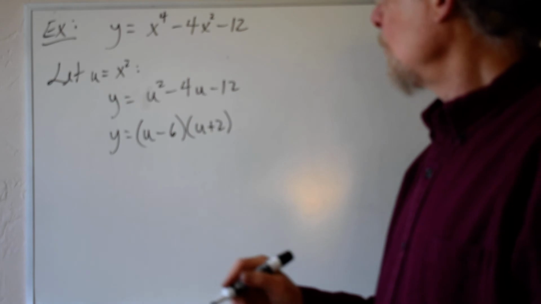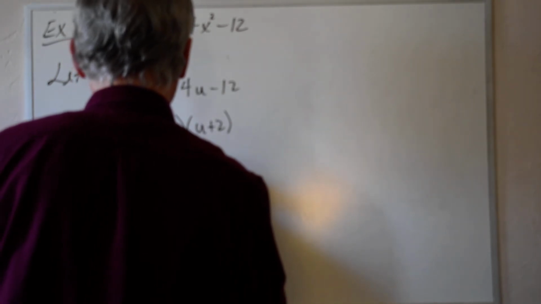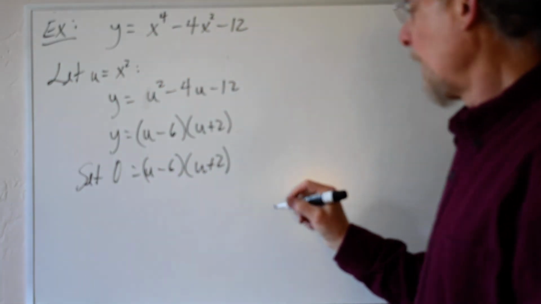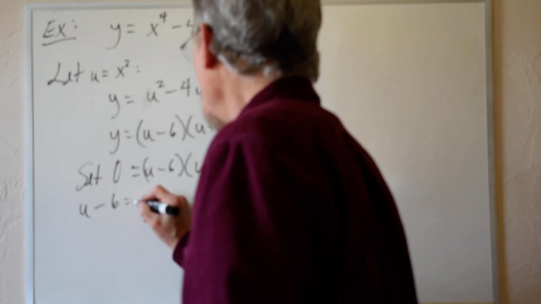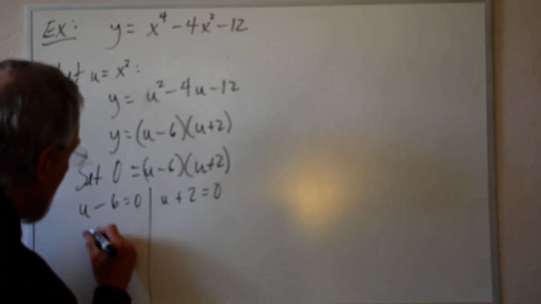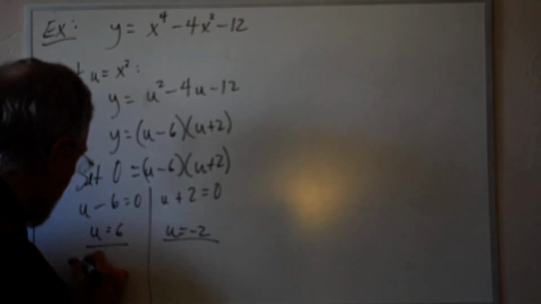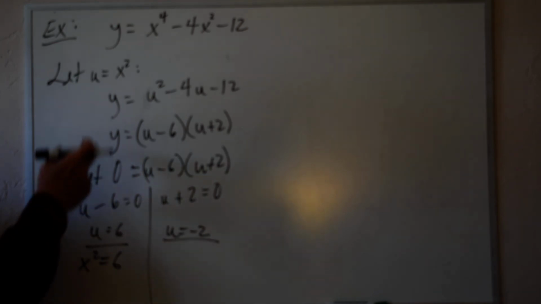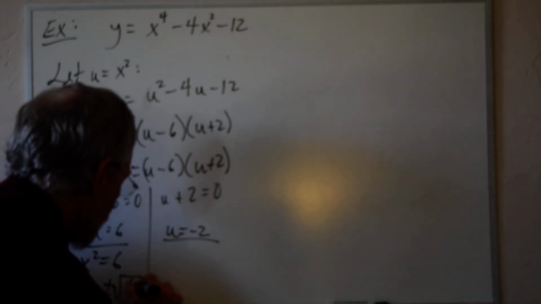I set it equal to 0 to get my intercepts. Okay, that's supposed to be an equal sign. Set each factor equal to 0 to solve. On this side I get u equals 6, on this side I get u equals minus 2. But I want to know what's x. So I substitute back. U is just the same as x squared, so x squared equals 6, so therefore x equals plus or minus the square root of 6.